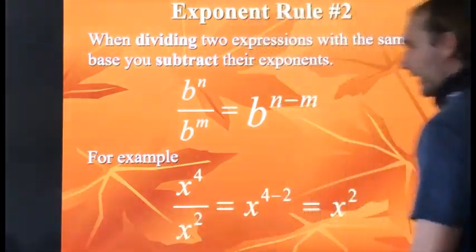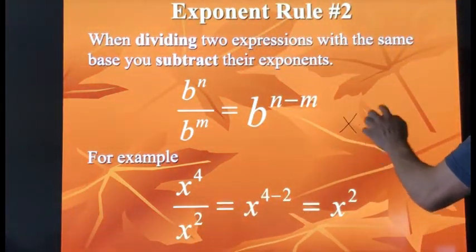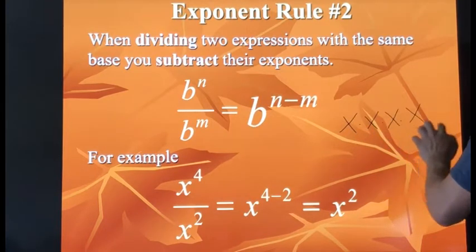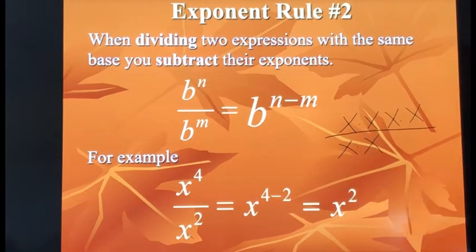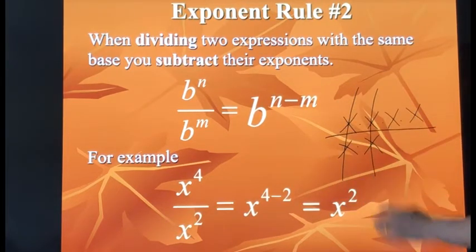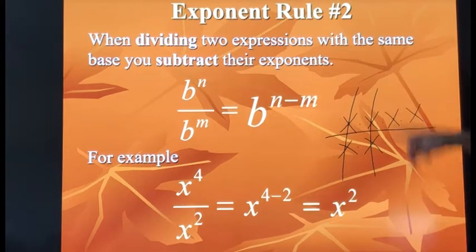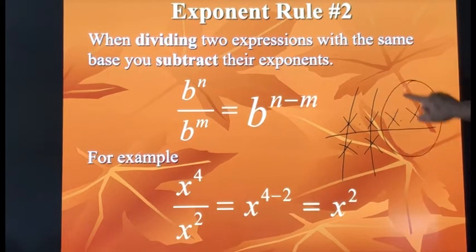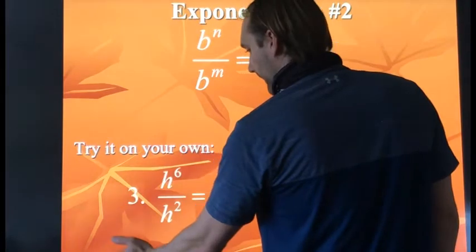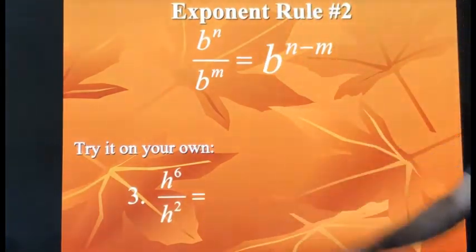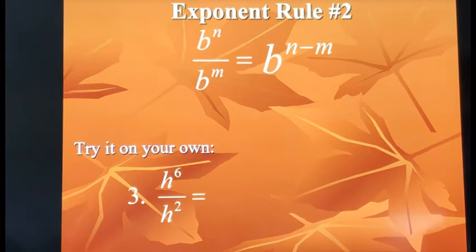You saw this probably in middle school. I have 4 x's on top and 2 x's on the bottom. What happens when you have something the same on the top and the bottom? You cancel that. Technically it's called reducing to 1, but it looks like you're canceling. And how many x's are left over? 2. So that's why you're subtracting, because you're actually ending up canceling them out or reducing to 1. So what about this one? h to the 6 over h squared? 6 minus 2, which is 4. h to the 4.